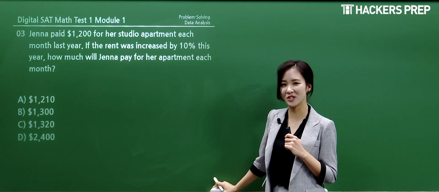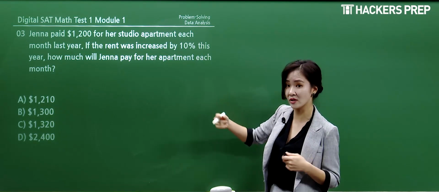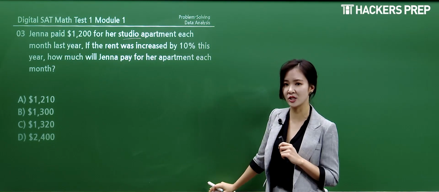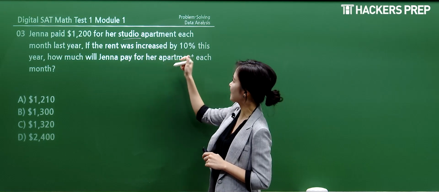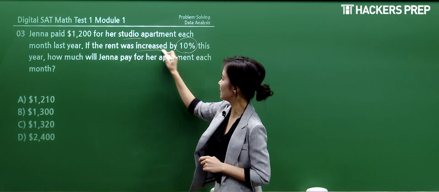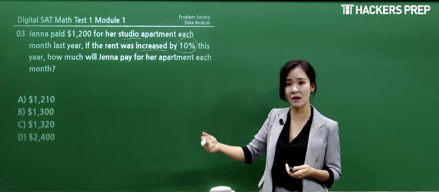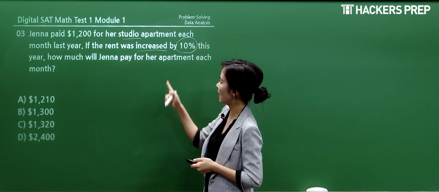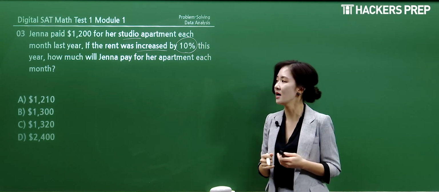Moving right along to question 3. Jenna paid $1,200 for her studio apartment each month last year. So that's the monthly rent. If the rent was increased by 10%, so it's an increase, this year, so at a certain time of this year, it increased by 10%, how much will Jenna pay for her apartment each month, starting from the increase of 10%? So let's take a look.